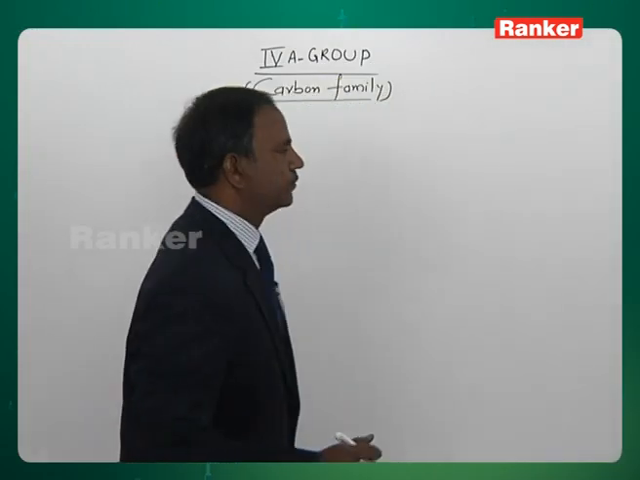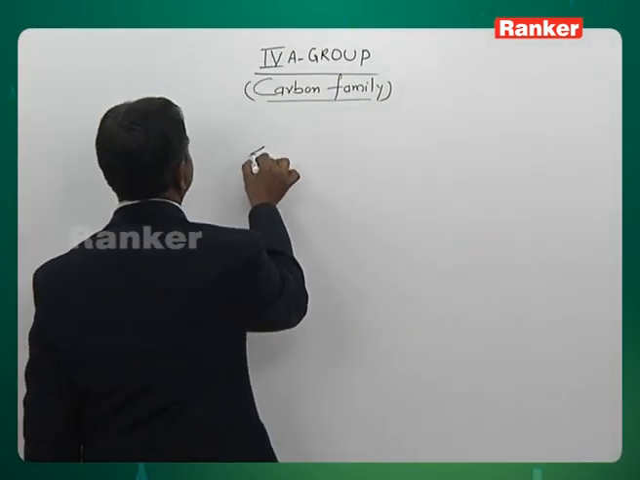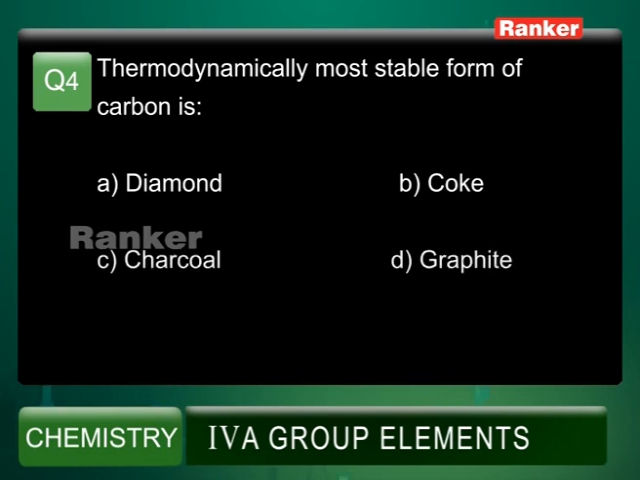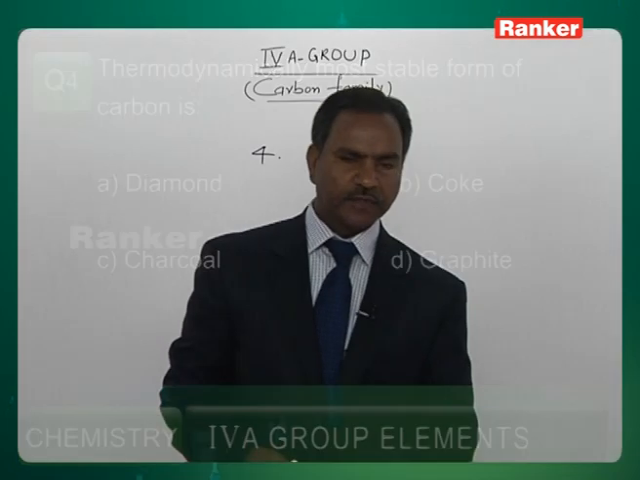Question number 4: the thermodynamically most stable form of carbon is A. diamond, B. coke, C. charcoal, D. graphite.